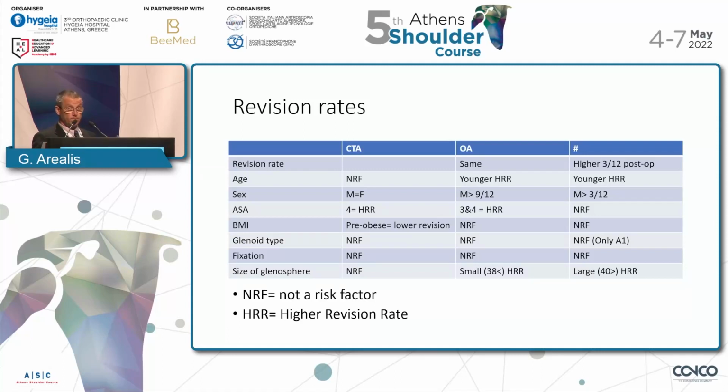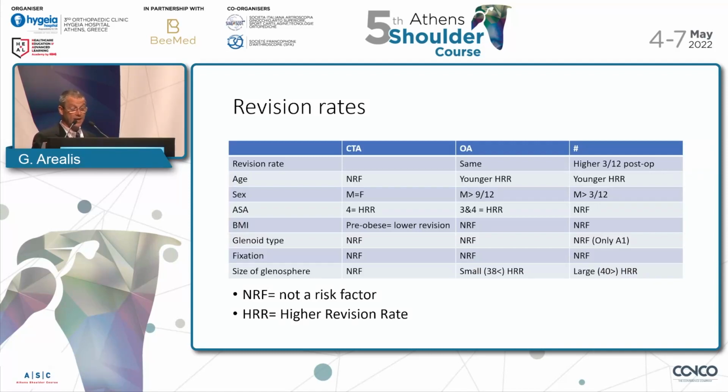And then, what are the differences in the outcomes or the revision rates you can expect depending on the three different scenarios we talked about? So the age is not a predictor for failure in the scenario of cuff arthropathy, but in osteoarthritis and in the fracture scenario, the younger patients have a higher revision rate. Sex is the same in the cuff arthropathy situation, and all this data is from the Australian registry, whereas males have a higher incidence of early failure, but once the first 3 to 9 months pass, the things equalize.